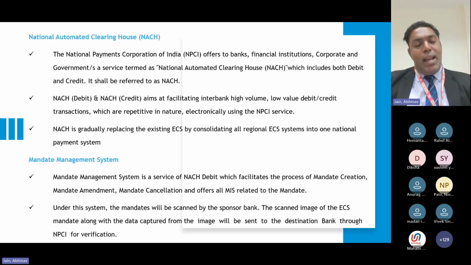However, it is being replaced by ECS, a modern technology, the electronic clearing system, which we have already discussed. Again, understand what the mandate management system is. It is a service of NACH debit, which facilitates the process of mandate creation, mandate amendment, and mandate cancellation.